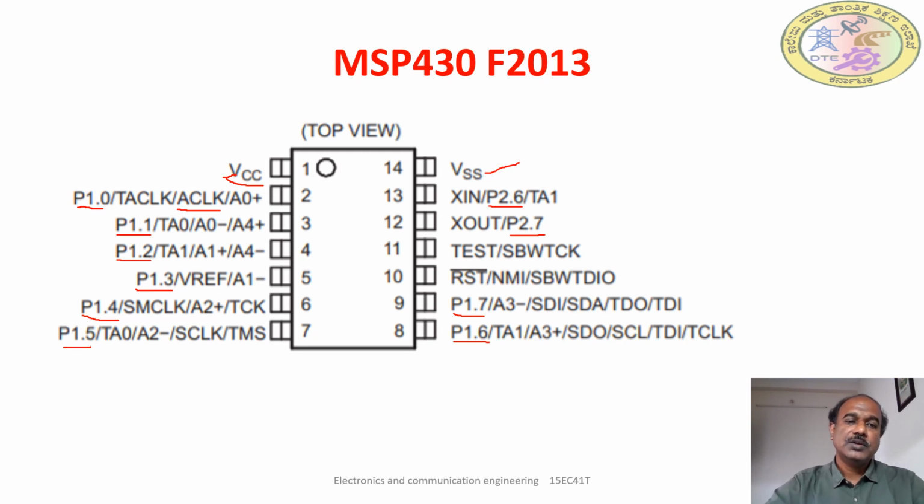Similarly, for pin number 6, if you choose the second function, then the SMCLK, the sub-main clock generated internally by the microcontroller, is made available on this pin number 6.